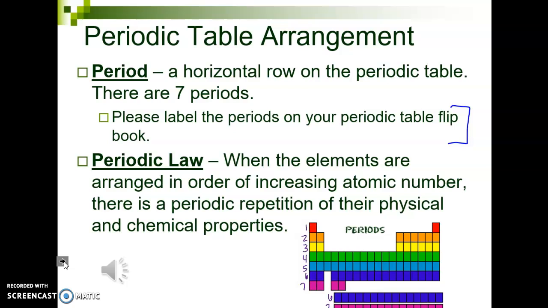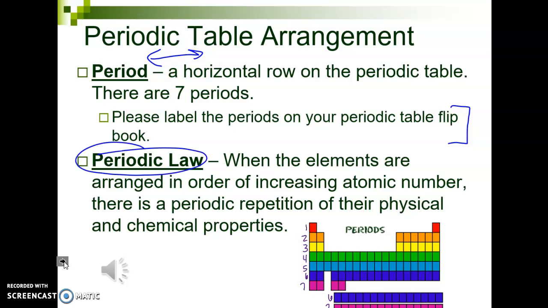Okay, back to it. Periods are horizontal rows. So if you'd like to draw a left and right arrow, they're going to be the left and right groupings, the rows, the periods. So it says label. We're not going to do that today.